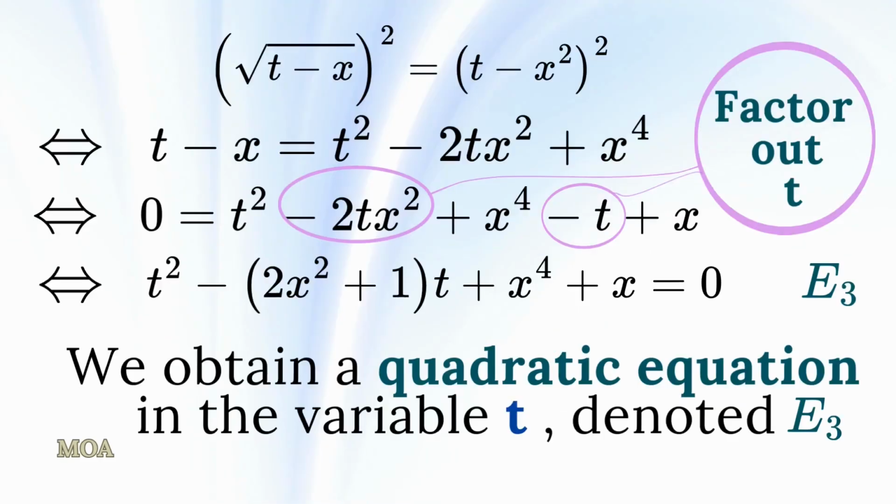This gives us t minus x equals the square of t minus x squared, which is t squared minus 2 times t times x squared plus x to the power of 4. Now, let us consider this equation as a second-order equation with the variable t. After rewriting it correctly, the equation becomes t squared minus t times the quantity 1 plus 2x squared plus x to the power of 4 plus x equals 0.